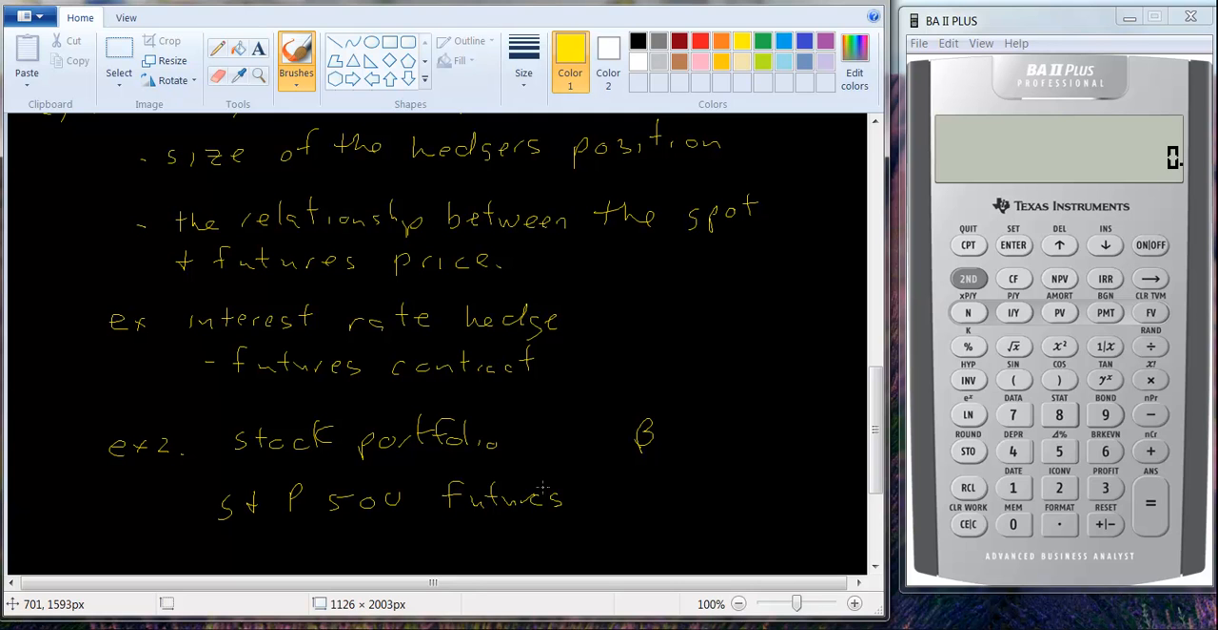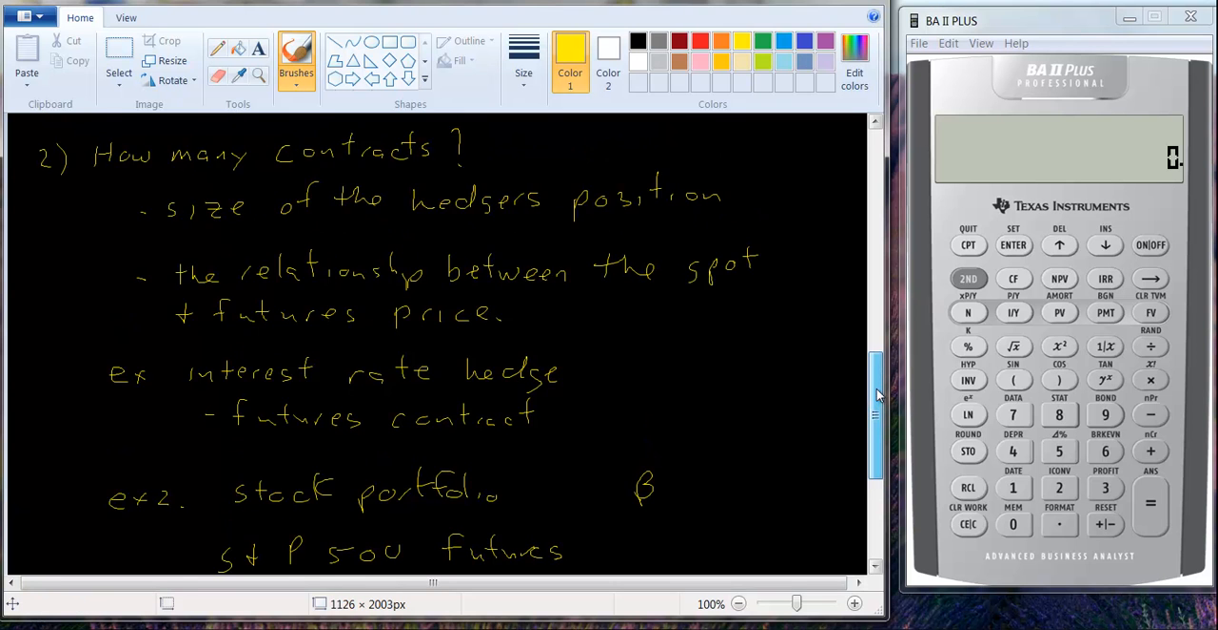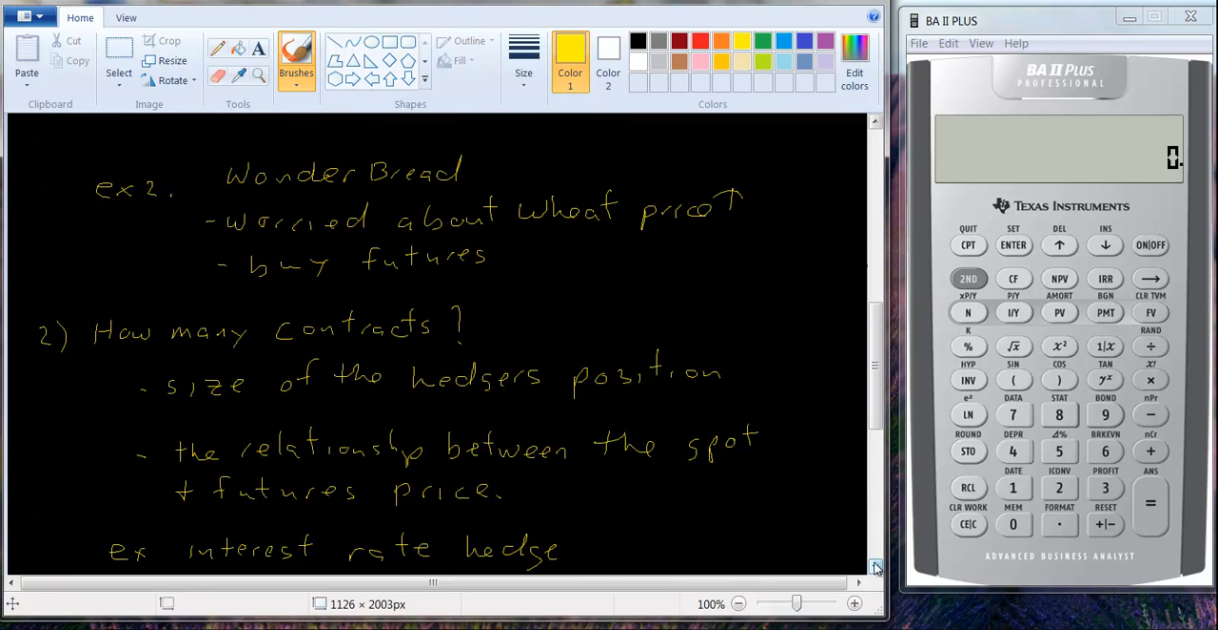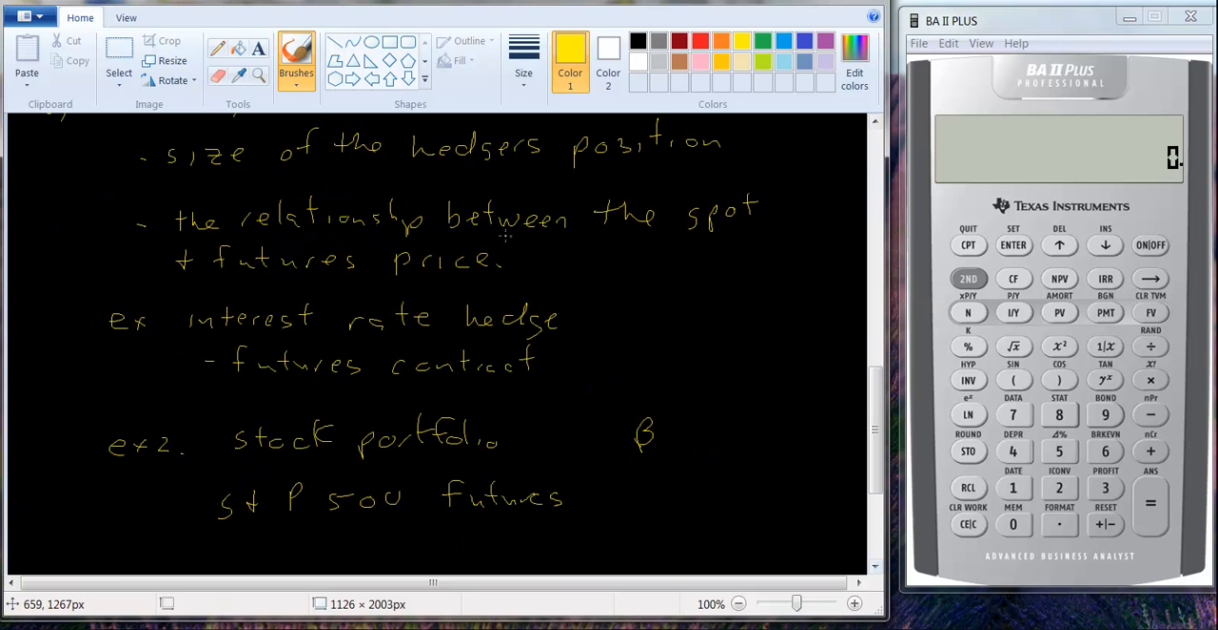So intuitively, the two things, again, we want to think about: do you need a long or a short position in the futures contract? And then second, how many contracts do you need? Well, how big is your position, number one, and what's the relationship between the spot and the futures price? So you'll adjust up or down.